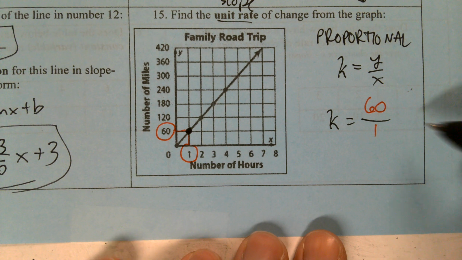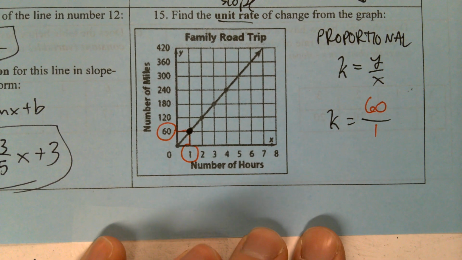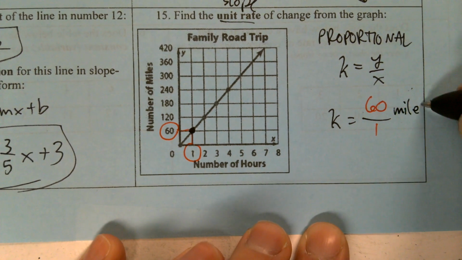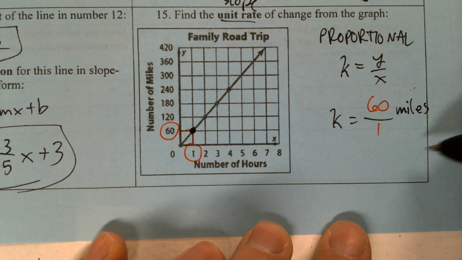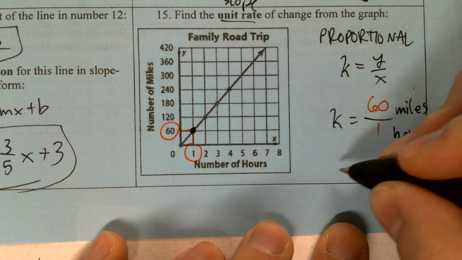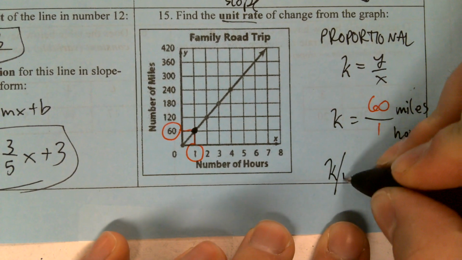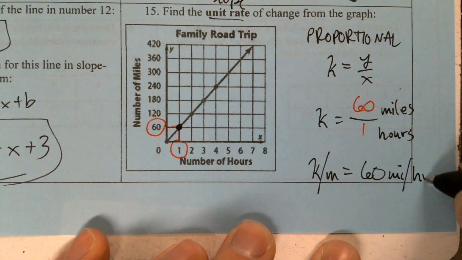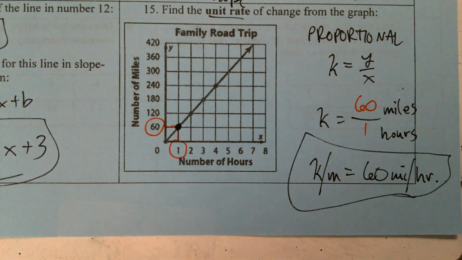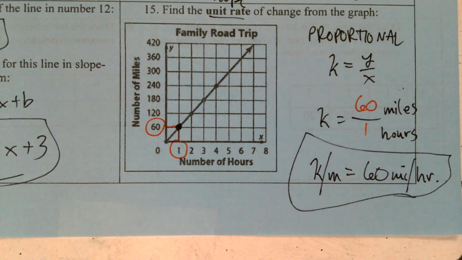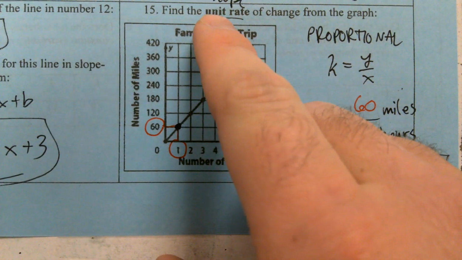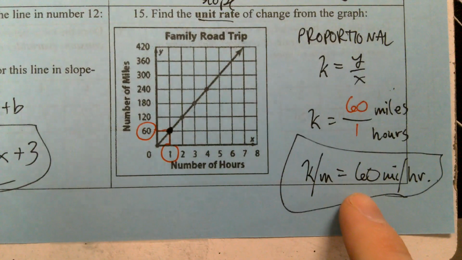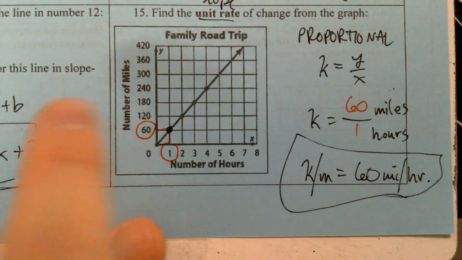But what are my units on 60? Is it 60 cars? 60 families? 60 miles. What's the unit on my 1? Hours. So we could say that the unit rate here, K, or we could say M, either one, is equal to 60 miles per hour. If you don't have the units on your answer, again, points will be taken off. If it asks specifically for the unit rate, you see that word unit, you should think, oh, I need units. 60 is not enough. 60 miles per hour is what we want.